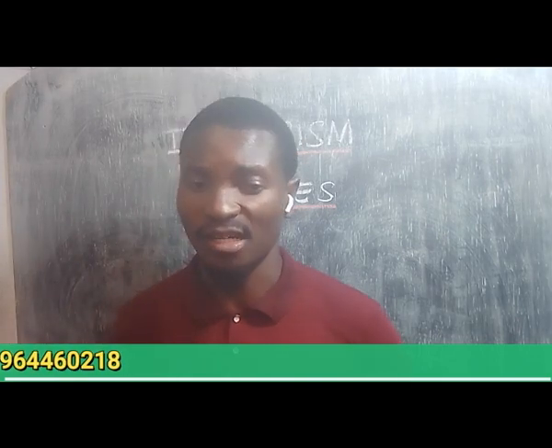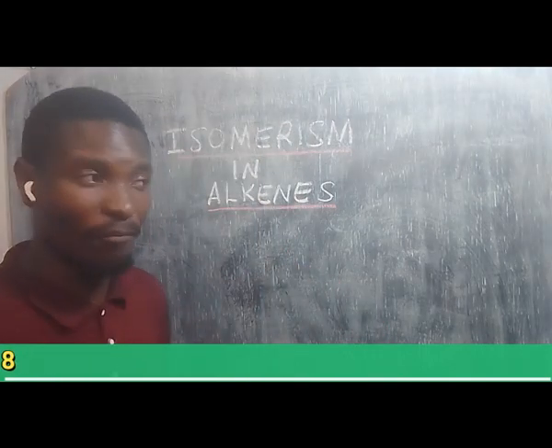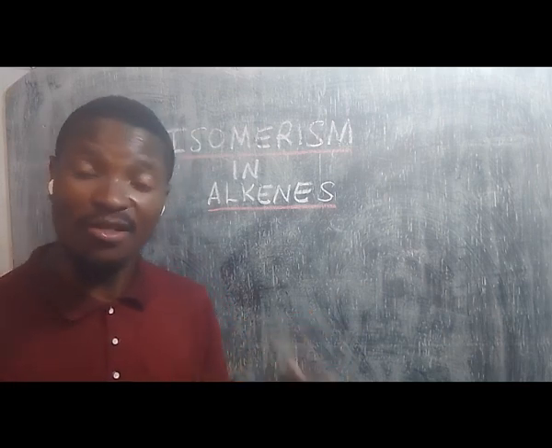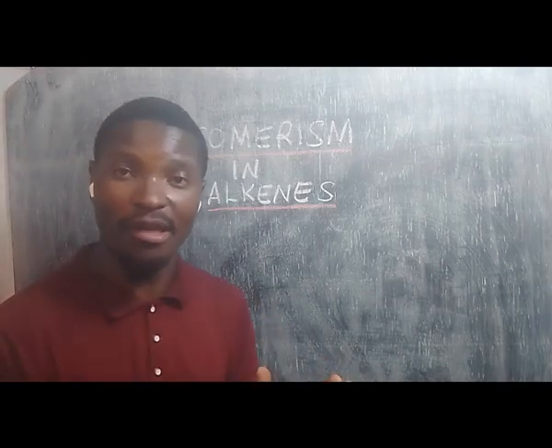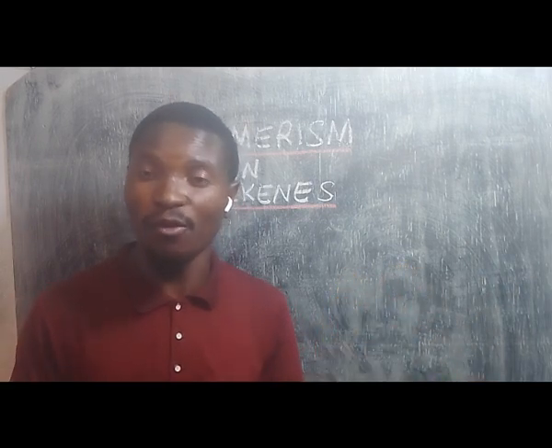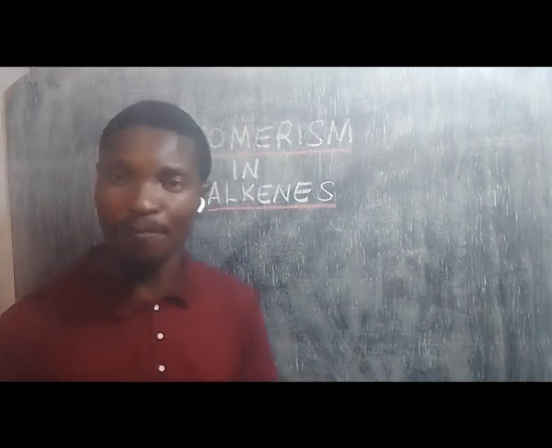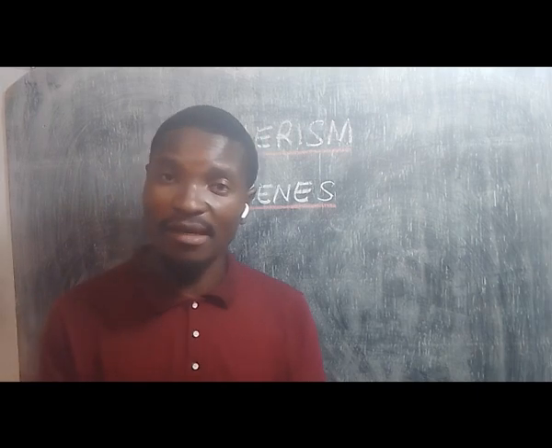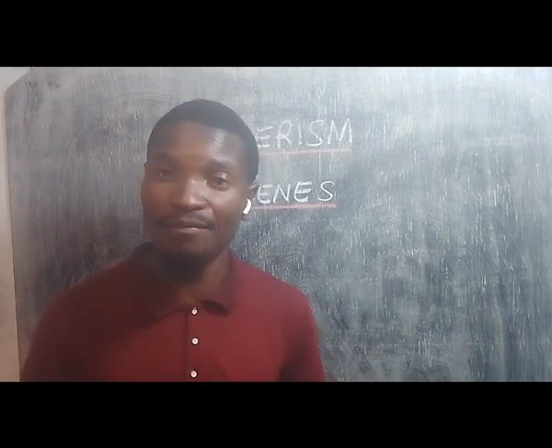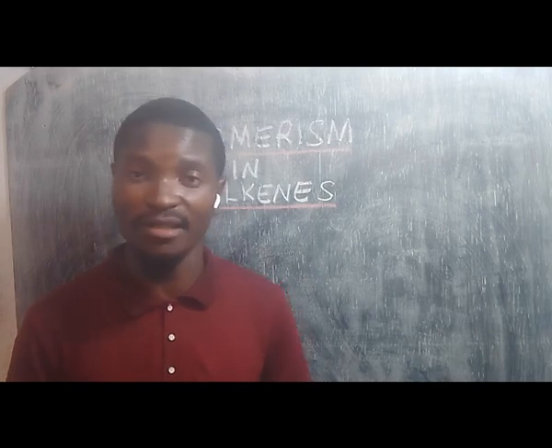So now, without much further ado, let's jump into the isomerism. If you understood what I said in the last video, isomers are compounds that have the same molecular formula but different structural formulas. So we are going to see in the alkenes how we can come up with different kinds of structural formulas, while we stick to the same molecular formula of a particular class member of the hydrocarbon alkenes.